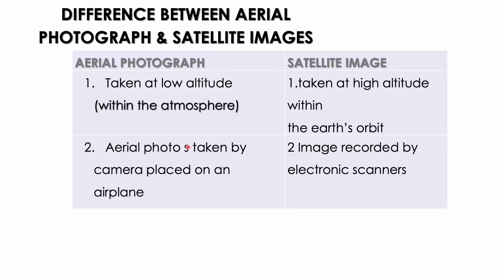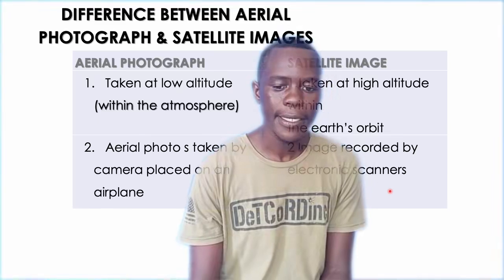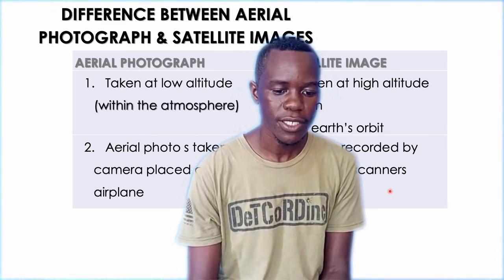The other difference is that aerial photo is taken by a camera placed on an airplane, while the satellite images are taken or are recorded by electronic scanners. And usually these electronic scanners are placed higher on the satellite.